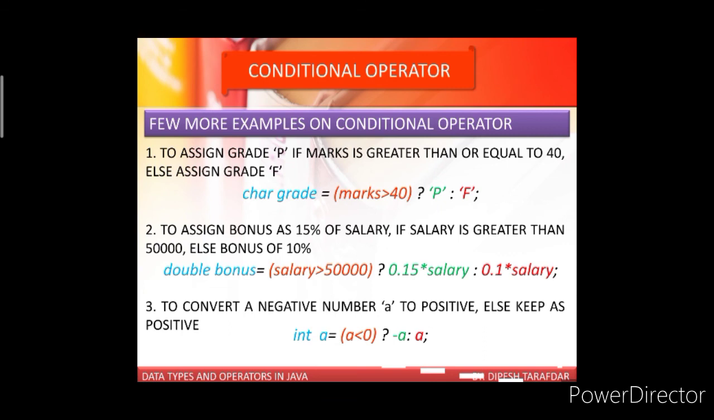To convert a negative number a to positive, else keep it as positive. So it is something like the absolute value of a number. We know a negative number means the number should be less than 0. So the condition is a less than 0. And if a is less than 0, it is a negative number, and we can simply convert it into positive by putting a negative sign. So if a is less than 0, we write minus a. Negative of negative becomes positive. And if a is greater than 0, it is already positive, so we don't make any changes and store it back in a.